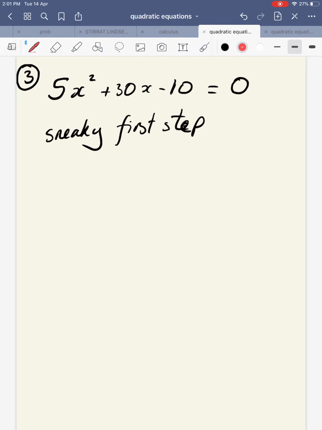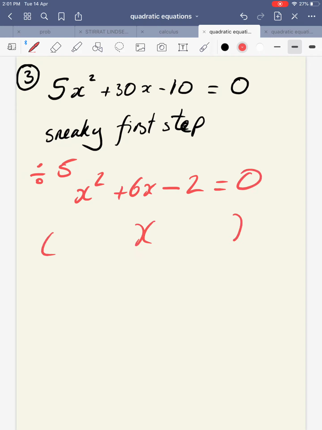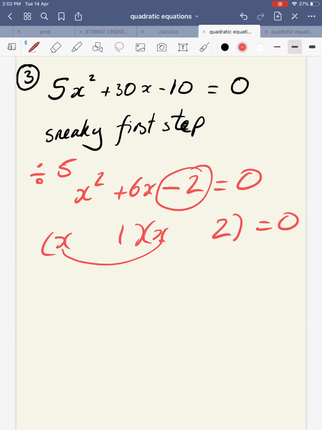But the naughty one was this, 5x squared plus 30x minus 10 equals 0. Now there's a sneaky first step, because can you see everything can divide by 5? So if we divide by 5, we've got x squared plus 6x minus 2 equals 0, okay? And because it's 1x squared, I'm just going to guess and check. This has to be x times x to give x squared, and to get the negative 2, it has to be 2 times 1. But can you see a problem here?